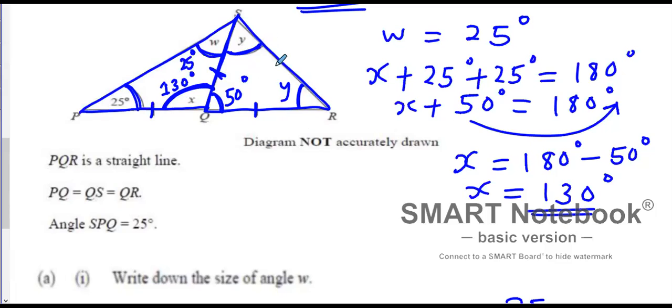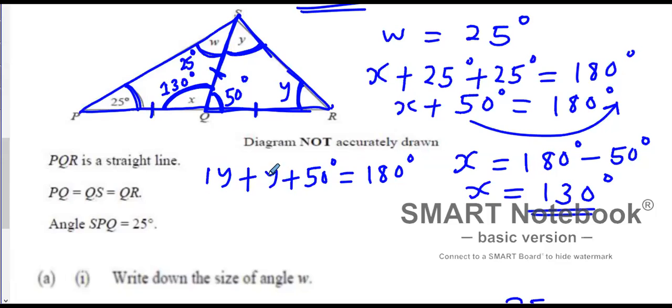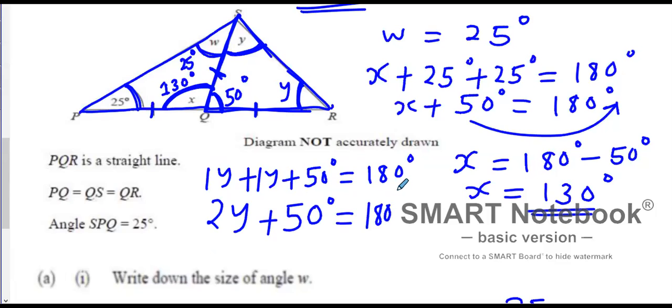Now, how do we move from here? We take Y plus Y plus 50, and that will give you 180 degrees. Why? Because those are angles in a triangle. So Y plus Y makes 2Y, plus 50 equals 180 degrees.